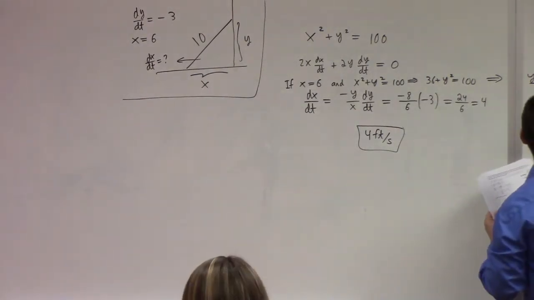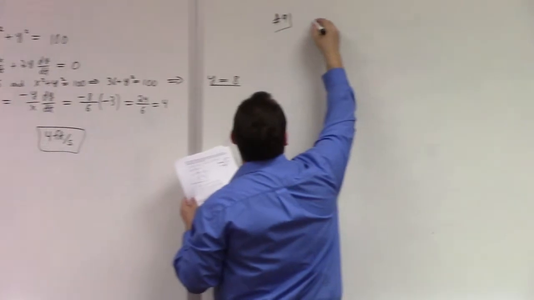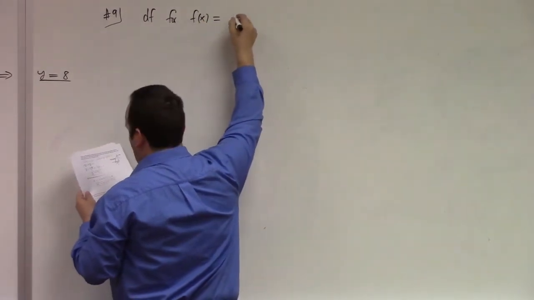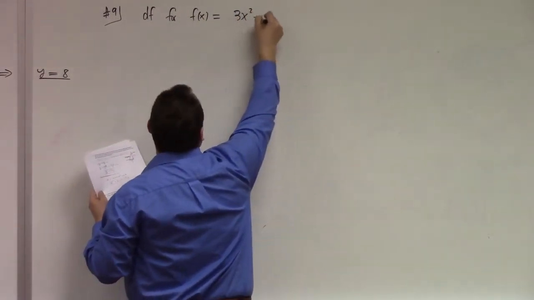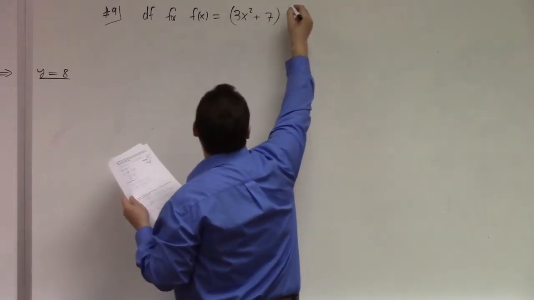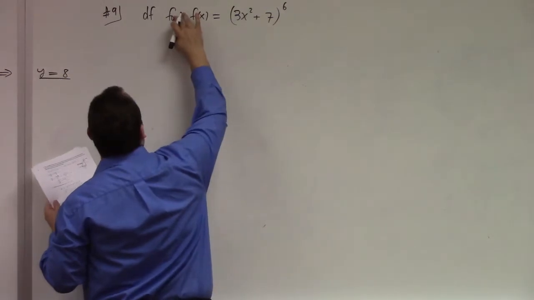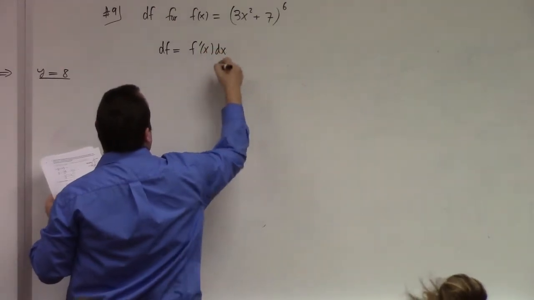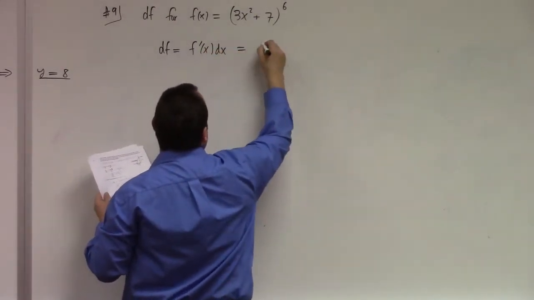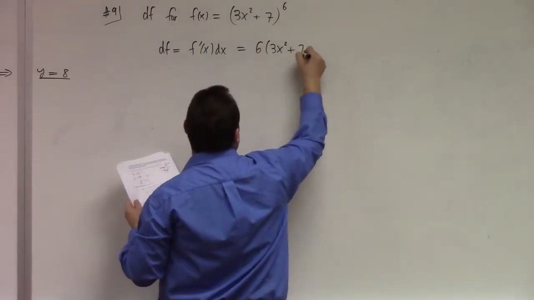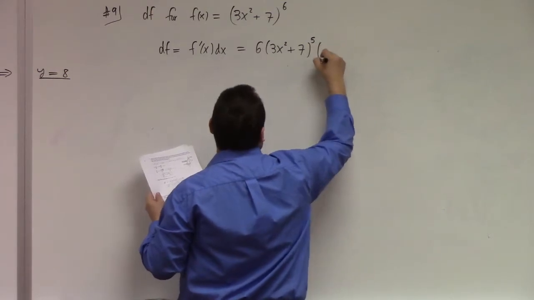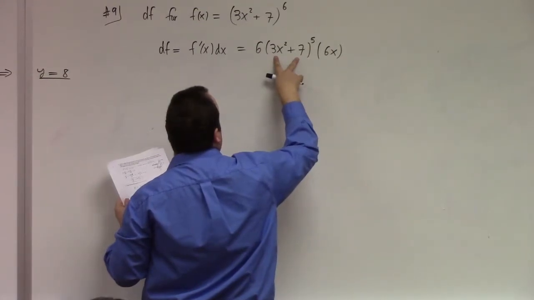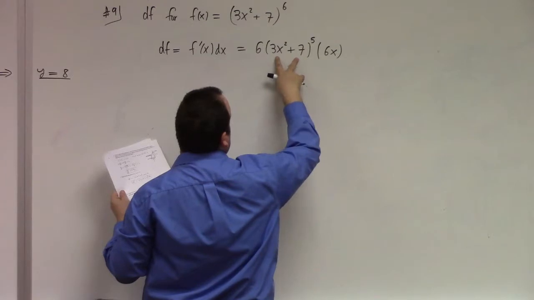Yeah, now number 9 is not much to this one here. You're supposed to calculate the differential for f of x is equal to (3x squared plus 7) to the 6th power. And so by definition, df is f prime of x dx. All right, so what's that? That is 6 times the quantity 3x squared plus 7 to the 5th power times 6x by the chain rule, right? If I differentiate this, my outside function is the 6th power, inside function 3x squared plus 7. 3x squared plus 7 differentiates to 6x, and then dx.